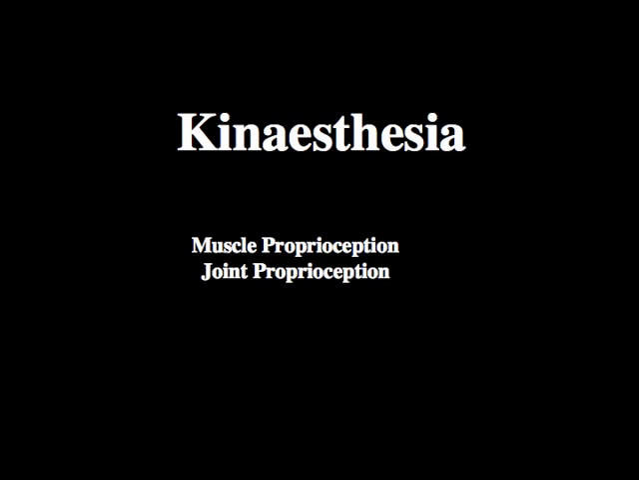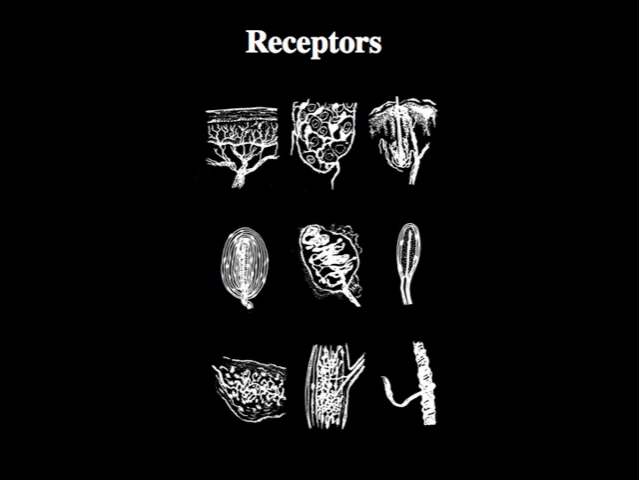In some books you will see the term kinesthesia. It's not a term that I use very much, but it is out there in the big wide world. It literally means movement sense, and it's a kind of conglomeration of muscle and joint proprioception. Let's start at the start and have a look at some of these sensory modalities and start with the receptors.